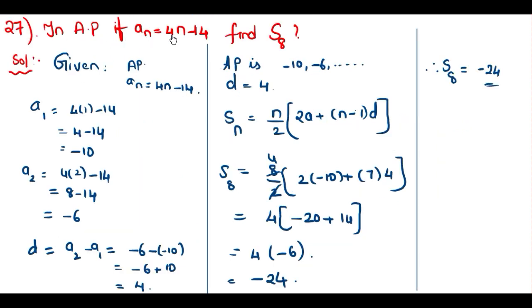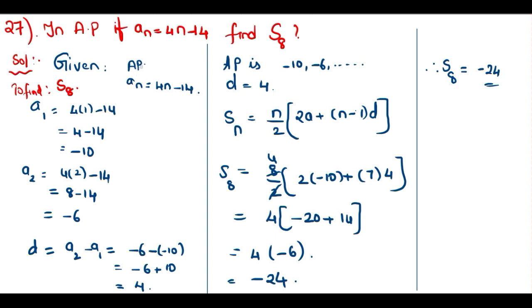In AP, if AN is equals to 4n minus 14, find S8. So, if you understand the question, nth term is given as 4n minus 14, that is AN is equals to 4n minus 14 and the series is an AP. And what do we need to find? We need to find S8, the sum of 8 terms.